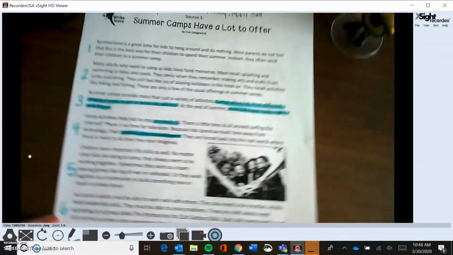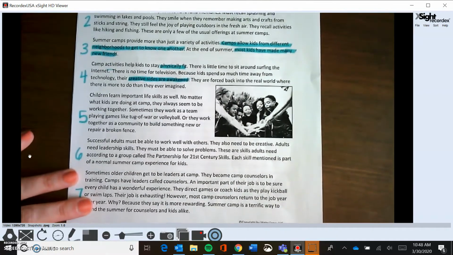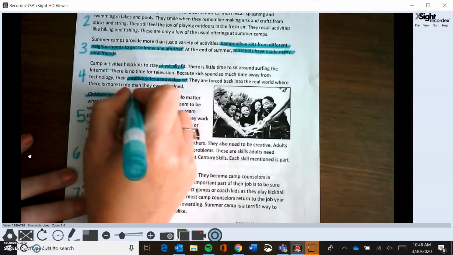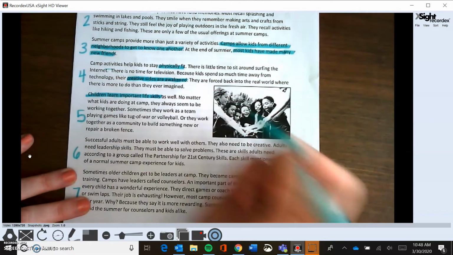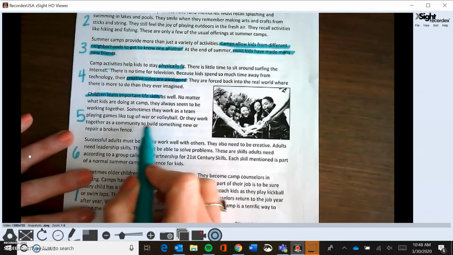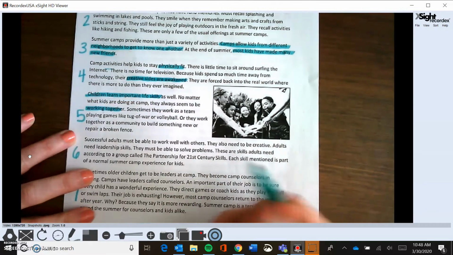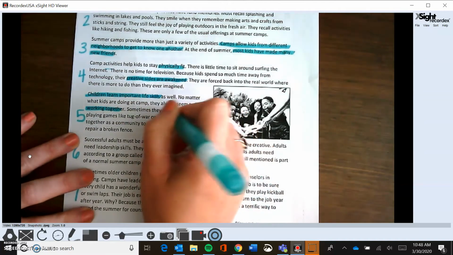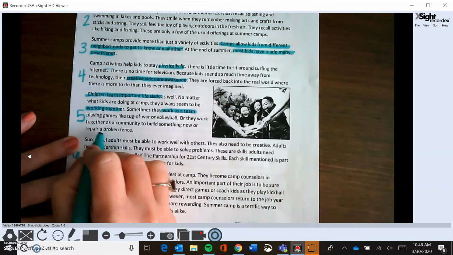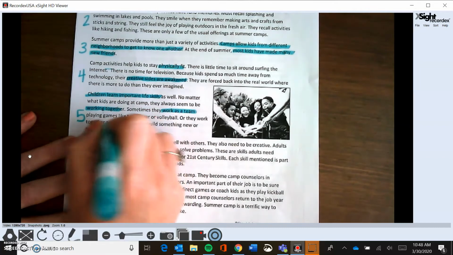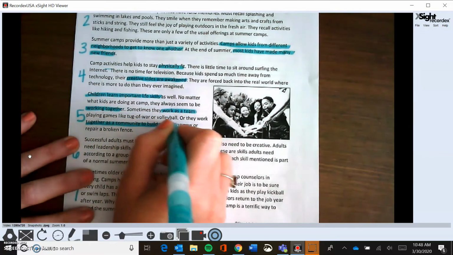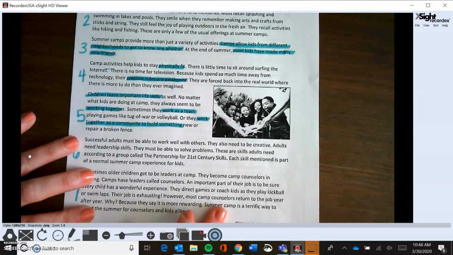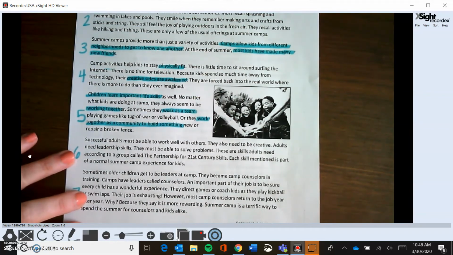Let's see. What does it say here? The children learn important life skills. Okay? So they learn things like working together. They work as a team playing games like tug of war or volleyball. They work as a team. They can work together as a community to build something, right? Those are all benefits, okay?